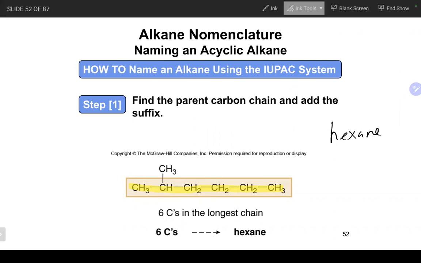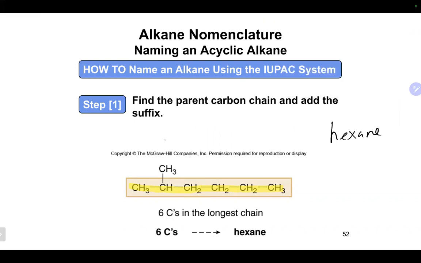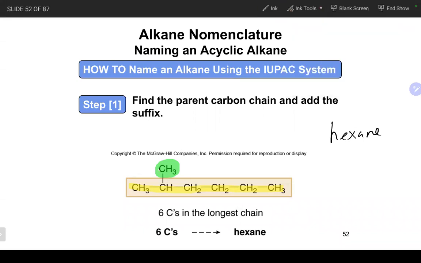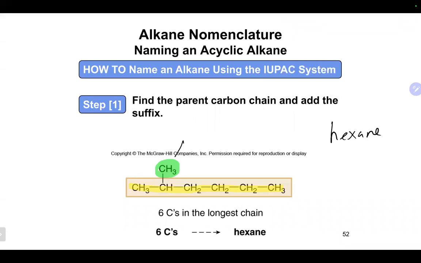We are now going to be looking for what is attached there that is not directly part of that main chain. And in this case, it is only this one carbon group here, which is going to be our methyl group based off of methane. So this would be our methyl group. And we would add that to our name here, methyl hexane.